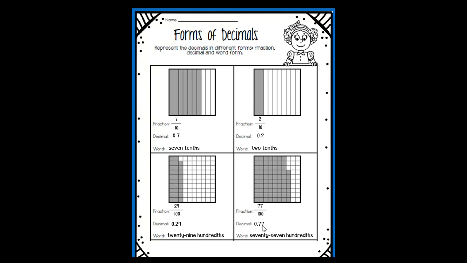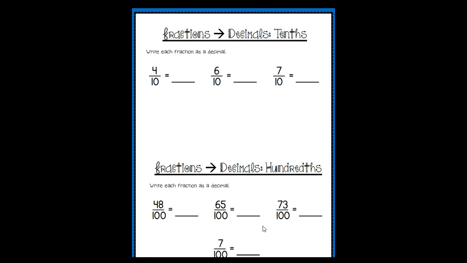Let's do some practice without pictures. In my top one, I have 4 tenths. I have 0 wholes, my decimal point, and my 4 is in my tenths place value. So we say 4 tenths. Here I have 6 tenths, and I have a 6 in my tenths spot. So I would say 6 tenths. Then I have 7 tenths, and I would write that 0.7, 7 tenths.